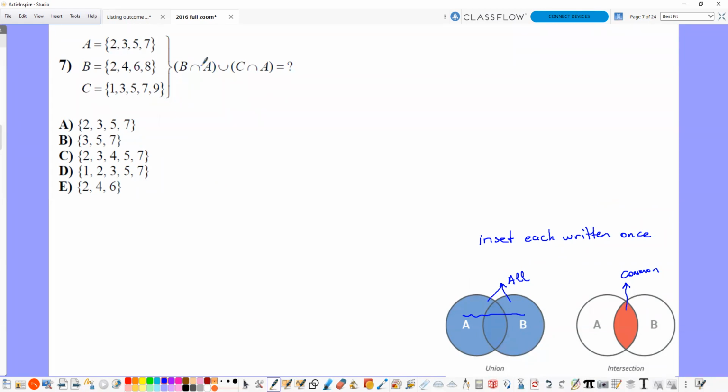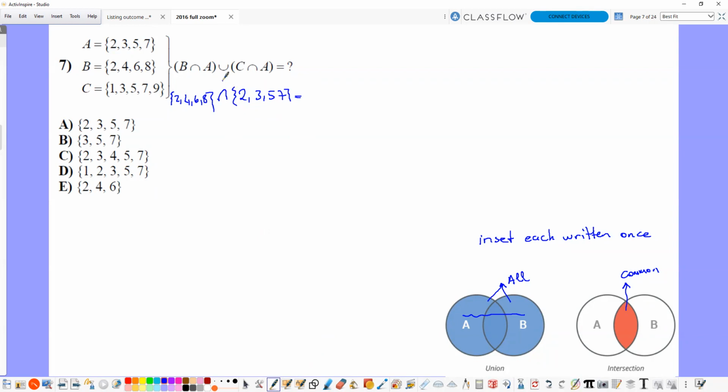Here, I need to find B intersection A. B intersection A means what are the common elements between B and A. I'm checking now, B and A. I can write also like this, 2, 3, 5, 7. Intersection. This is A, intersection here, B, it should be 2, 4, 6, 8. So this is B intersection A. What is the B intersection A?